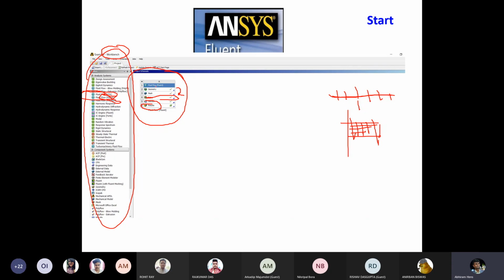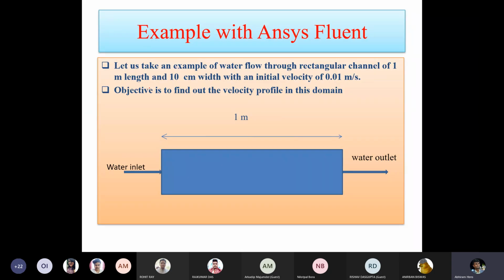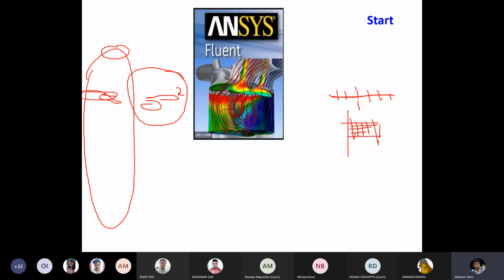So first, you have to go to the geometry construction part. What is the geometry here? As we have defined here, this is our geometry. A rectangular box of 1 meter length, and fluid is flowing in from this direction and going out from this direction. So this rectangular geometry we have to draw, right?